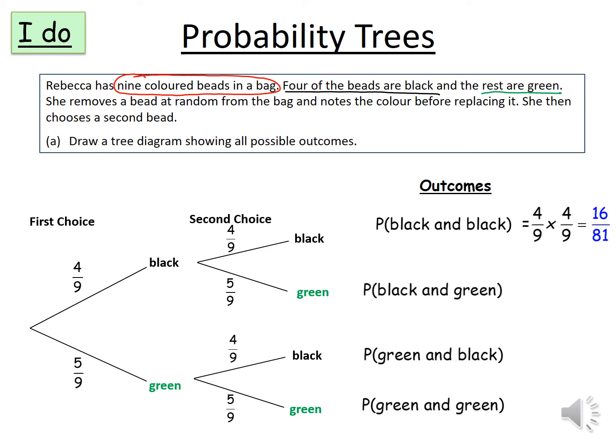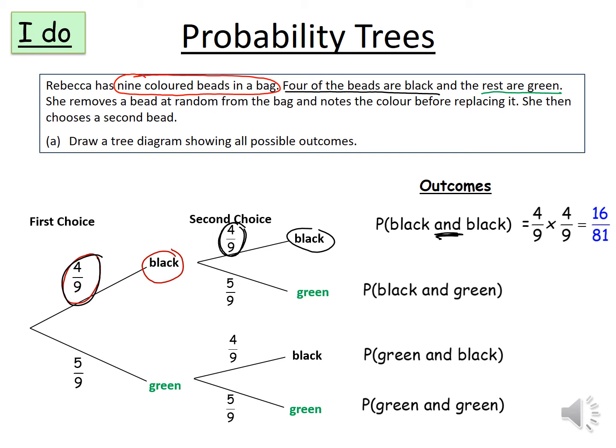So some of you may be wondering how we got that 4 over 9 times 4 over 9. So if we're going to get 2 blacks, let's follow the tree diagram. We're going to get a black here, so we're going to have 4 over 9. And we're going to get another black here, which is also 4 over 9. Okay, in probability, when we say and, that means times. So this and means times. So we're going to take this probability 4 over 9 and we're going to times it by this probability of 4 over 9.